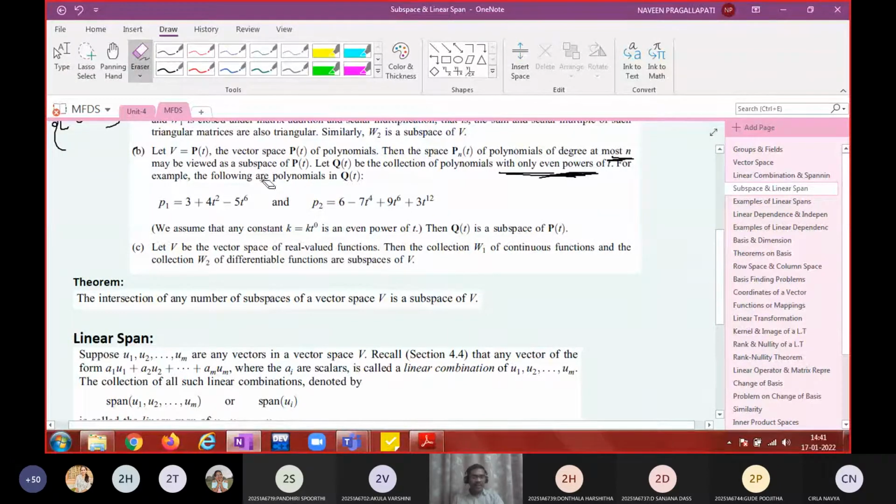Similarly, if you take the set of real valued functions, and W1 is the continuous functions, and W2 is the differentiable functions, these two form subspaces of the set of real valued functions. You know, the sum of two continuous functions is a continuous function. Am I right? And if you multiply a continuous function with a constant, that is also a continuous function, right? Therefore, the set of continuous functions forms a vector space.